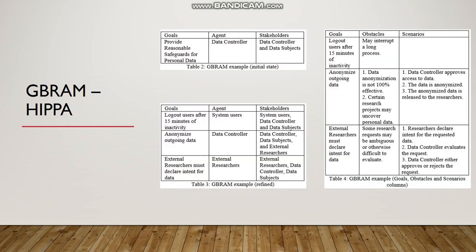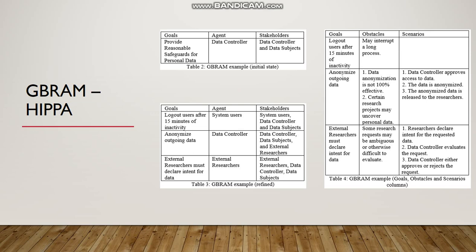The following tables represent the iterations of GBRAM. Table 2 shows the initial state, where only the highest level goal and stakeholders are known. After refining the goal to provide reasonable safeguards, 3 subgoals are identified, shown in Table 3. Note that this process identified additional agents and stakeholders that were not present in the initial state.